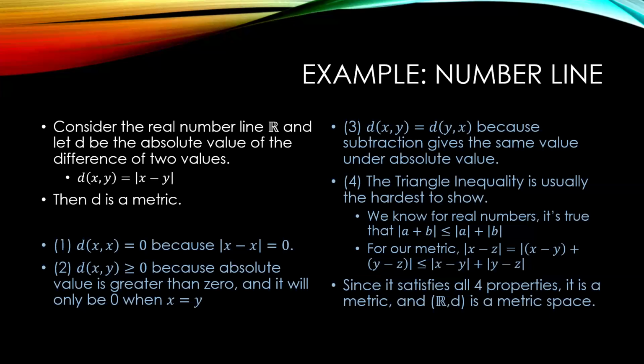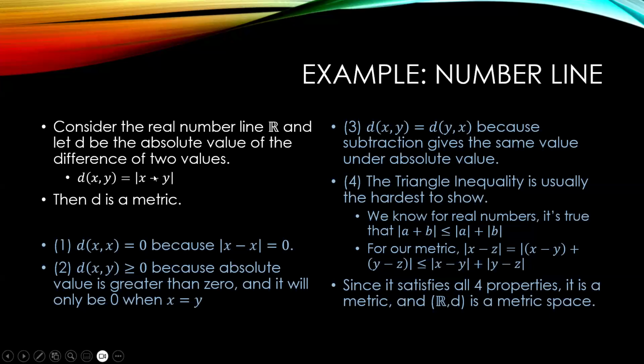Let's look at some examples. And so our first example is going to be the real number line, which, it's real numbers. We know our numbers. And we're going to define D to be the absolute value of the difference of two values. And so the distance from X to Y is going to be the absolute value of X minus Y. This is a metric. And if you want, I've got the proof here, but let's just try and logic it out and see if it makes sense why this would be a metric.